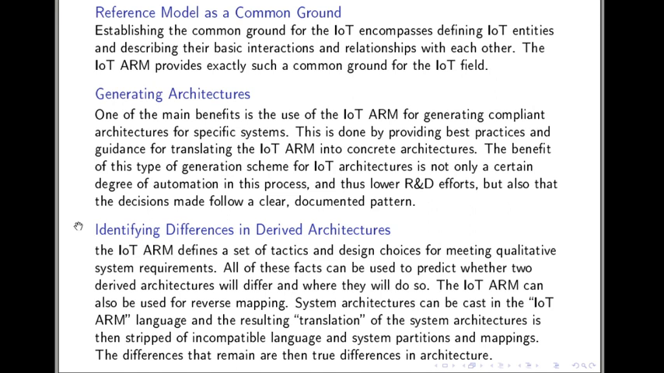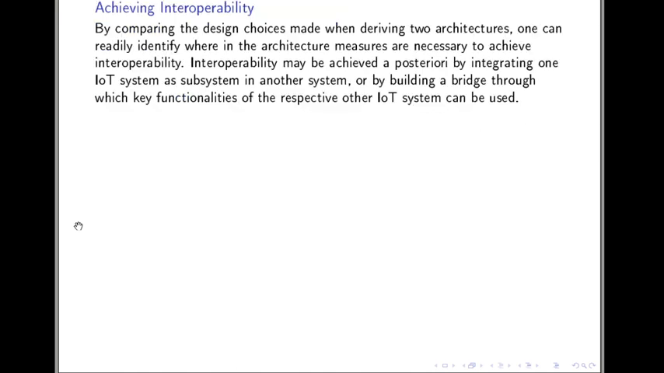The IoT ARM can also be used for reverse mapping. System architecture can be cast in the IoT ARM language, and the resulting translation of the system architecture is then stripped of incompatible language and system partition and mapping. The differences that remain are the true differences in architecture.